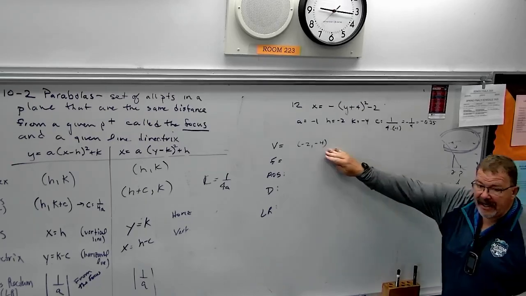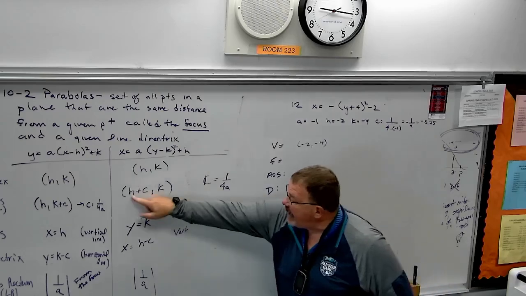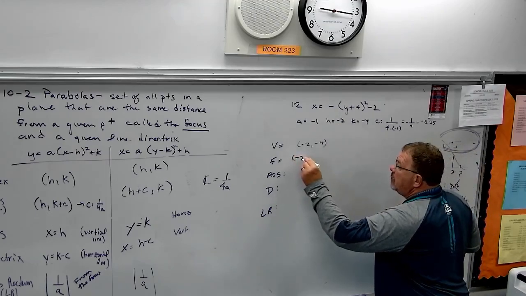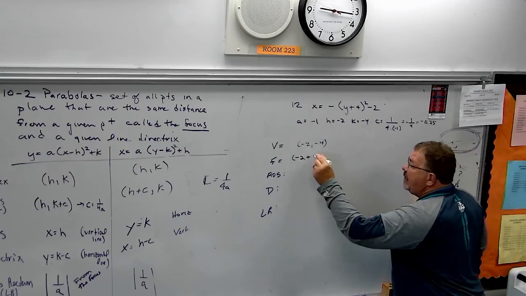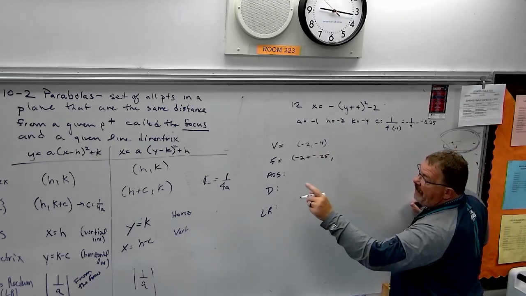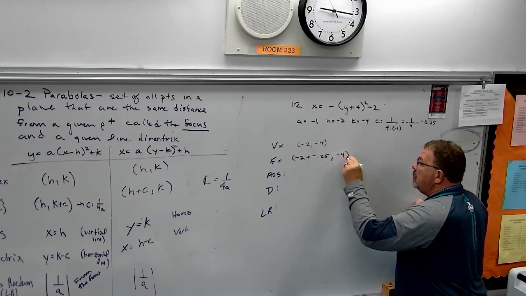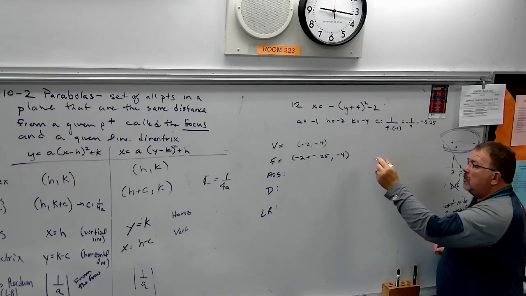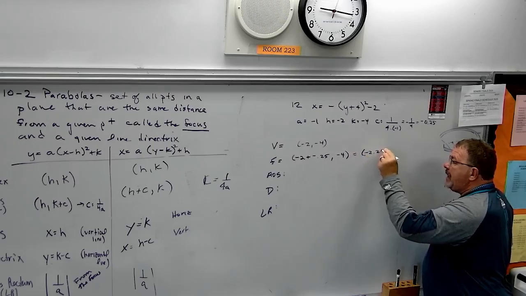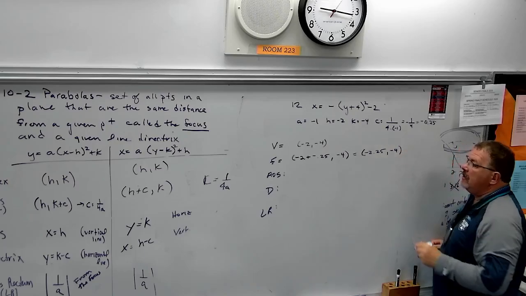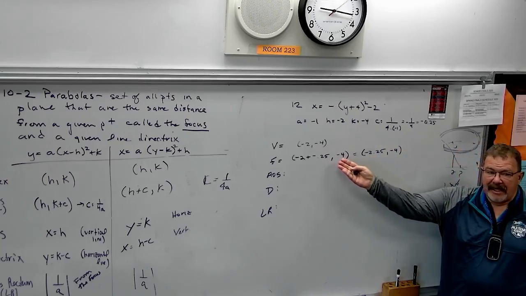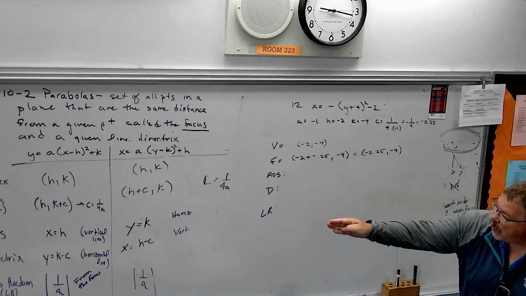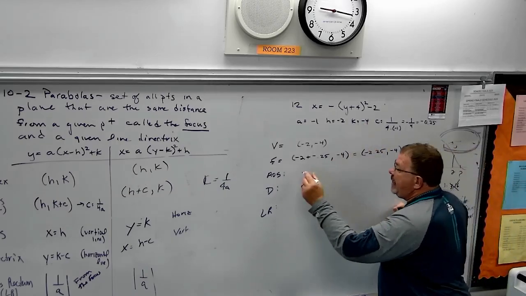Okay, are we good? -2, -4. Okay, our focus is H plus C, K. So it's going to be -2 plus C, which is -0.25, and then K, which is -4. Well, what is -2 plus -0.25? Even though we're getting a decimal, that's okay. Just leave it as that. Just take -2 plus -0.25. There's our answer. Our axis of symmetry is y equals k. Y equals -4.